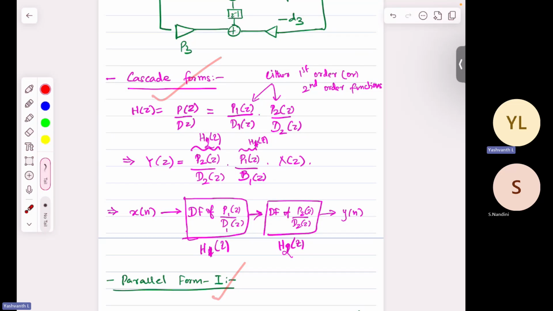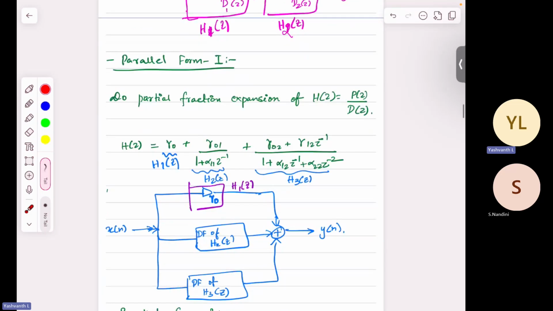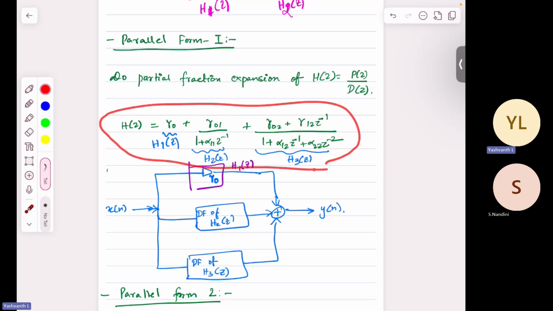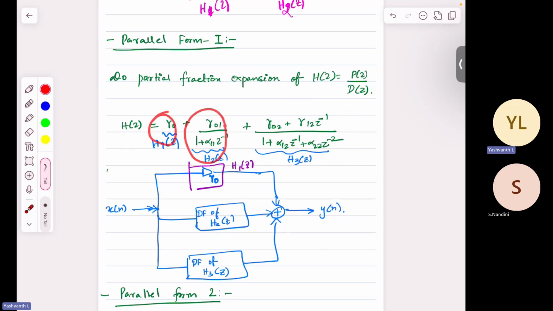Now, what is parallel realization? In parallel realization, you first do a partial fraction expansion of H(z) = P(z)/D(z). You can always write it as gamma naught plus gamma 1 by 1 plus alpha 1 z inverse, and another term, as an example for a third order filter: H1(z) plus H2(z) plus H3(z). That means all of them have to be executed in parallel. So you take x[n] and divide it into three branches, three because you have decomposed it into three terms, and then implement each of these filters separately.